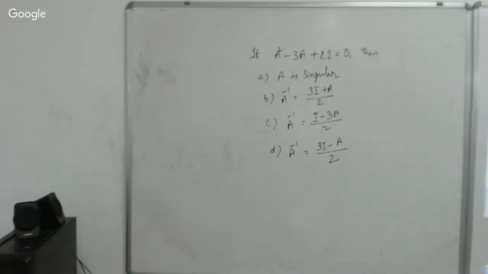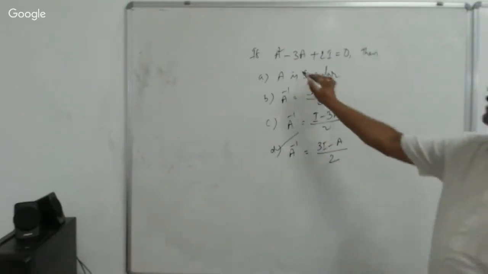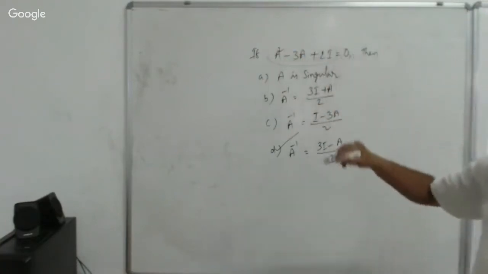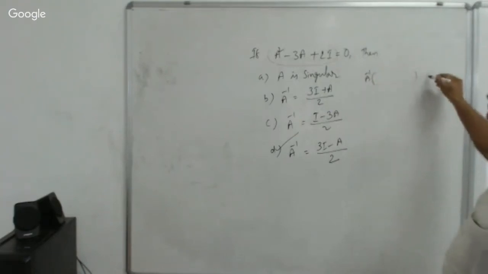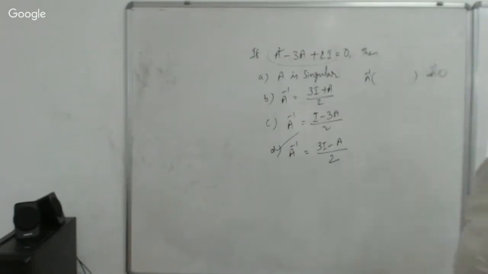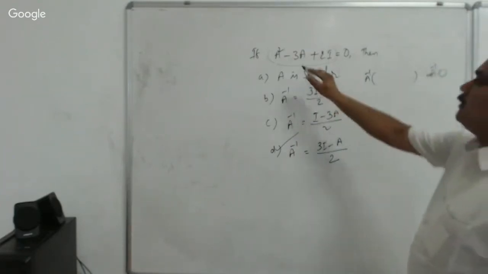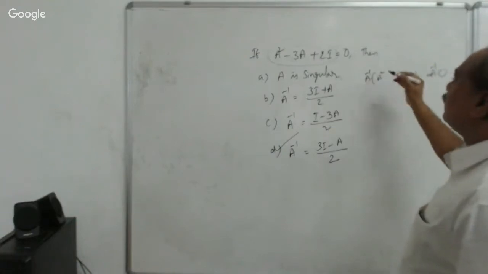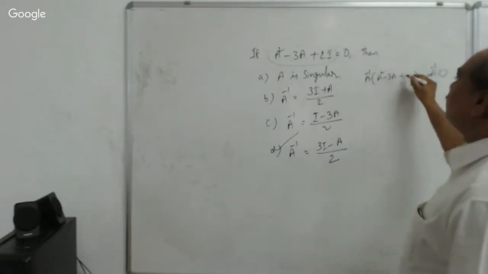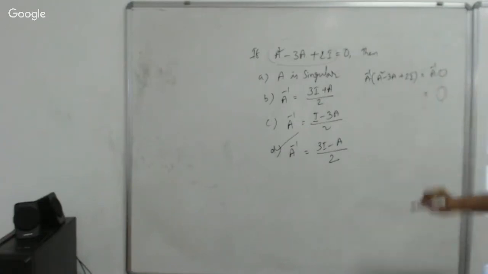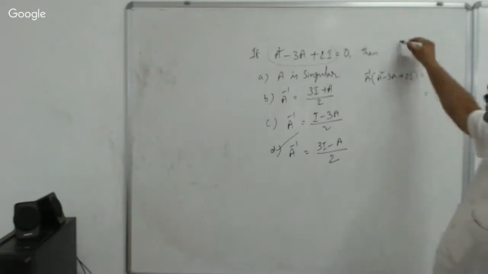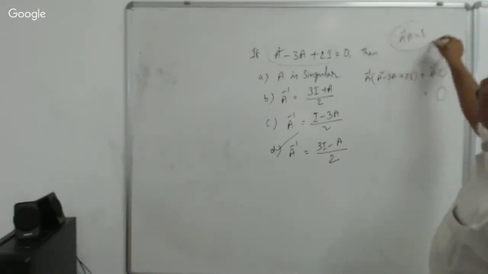Very good, Sai Durga Prasad. Answer is D. Very simple question. This type of equation is called a matrix equation. To get the inverse, multiply by A inverse on both sides. A inverse into (A square minus 3A plus 2I) is equal to A inverse into O on the right hand side. A inverse into O means O only, a null matrix. Here A inverse into A equal to I, remember that.